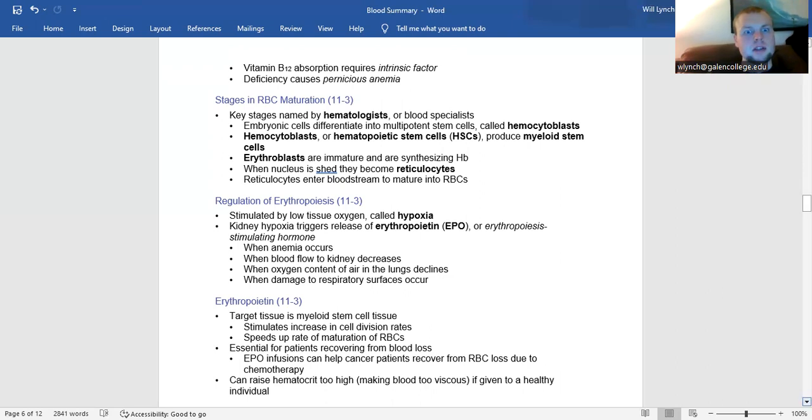EPO is going to be released in several different conditions. One would be if we have anemia. 2 is if we have blood flow to the kidney being decreased. 3, if we have oxygen content of the air in the lungs going down. And 4, if we have damage to the respiratory system or the respiratory surfaces.